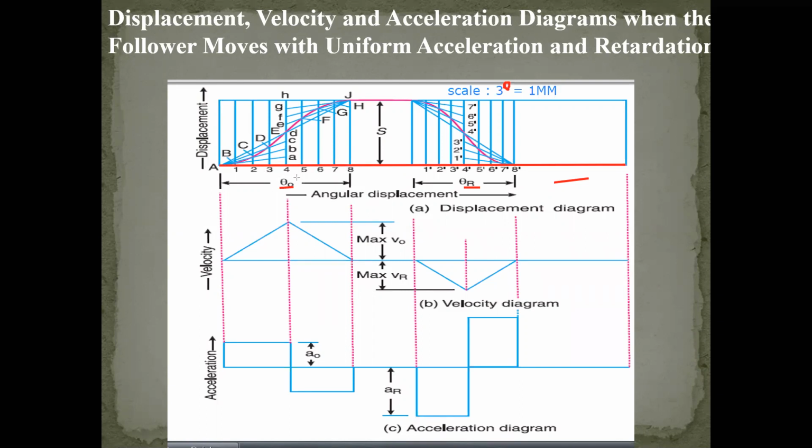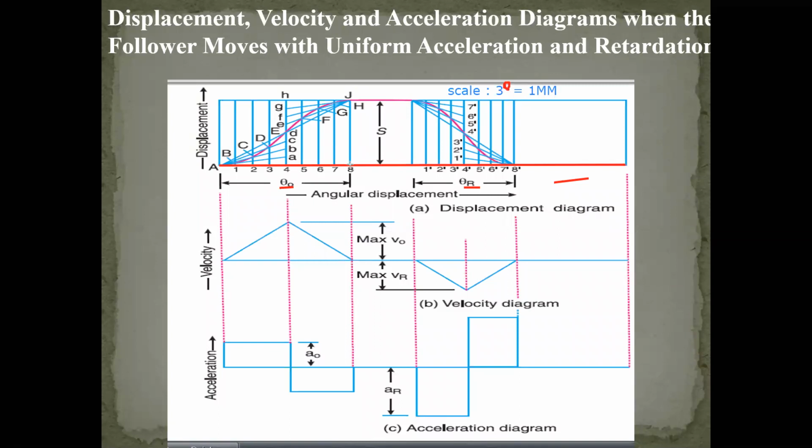120 degrees means 120 by 3, so 40 mm length. This is the 40 mm length. The length of the portion is 40 mm, since 120 by 3 means 40 mm length.